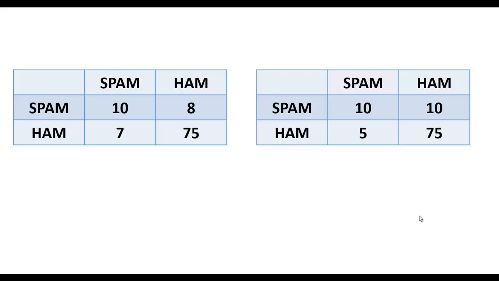So let's assume that we are performing email spam classification and we have used two machine learning algorithms. Here you can see the confusion matrix for the two classifiers. Now we need to choose which one to use. Please pause the video and tell me which one you will select.